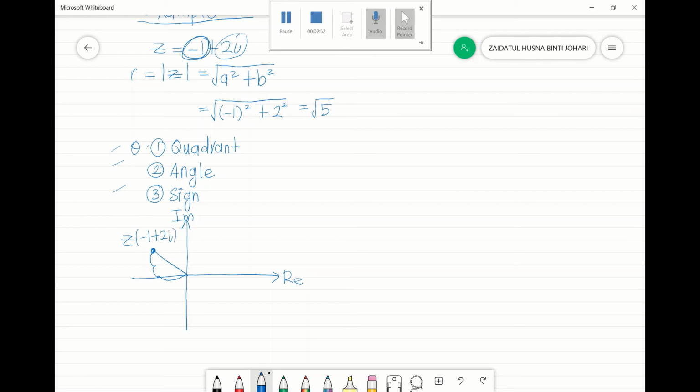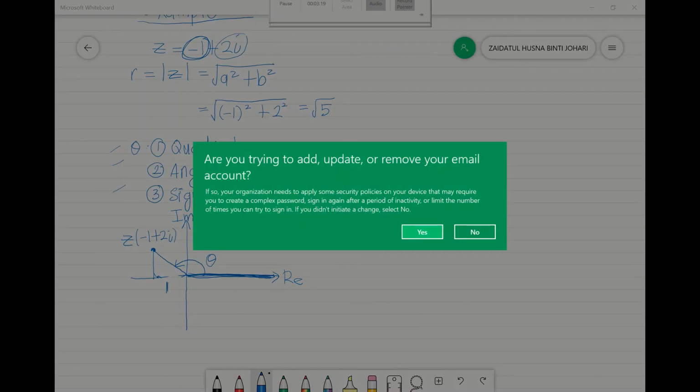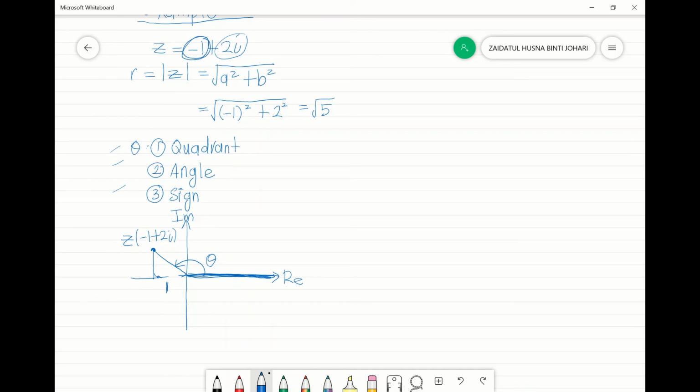As I said just now, the argument is always measured from the positive x-axis. So that means from this positive x-axis going up until we reach this complex number. This is our theta. How to find theta? We know the length here is 1 and this is 2. In order to find theta, we need to find this angle first.